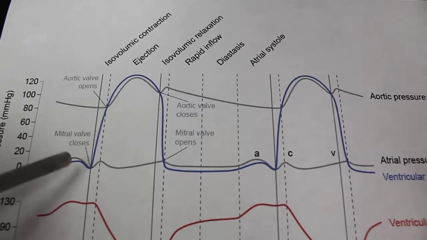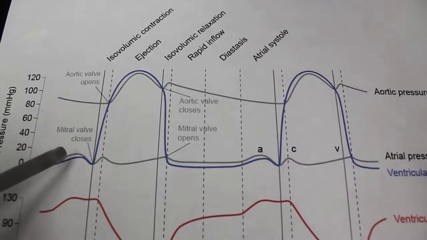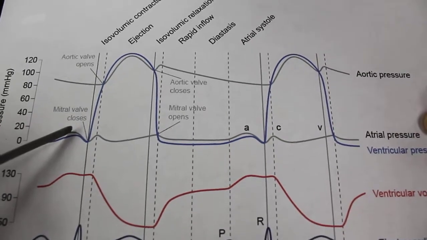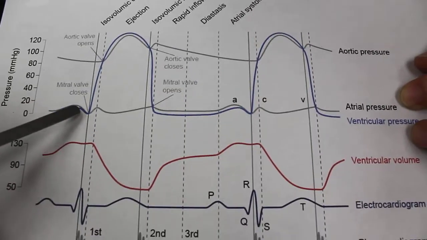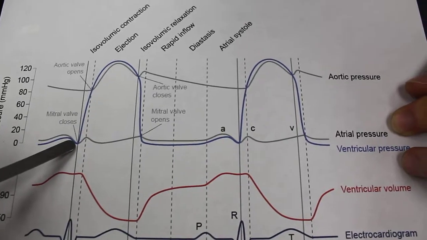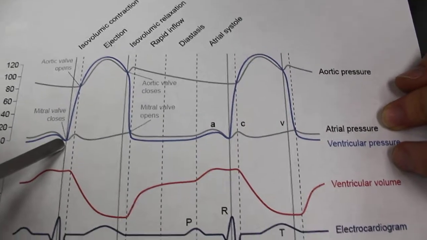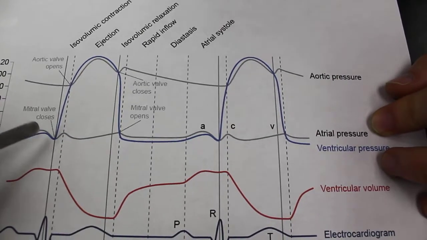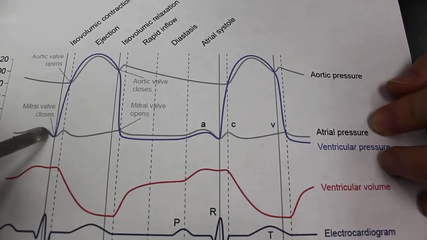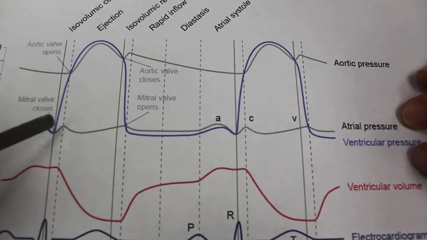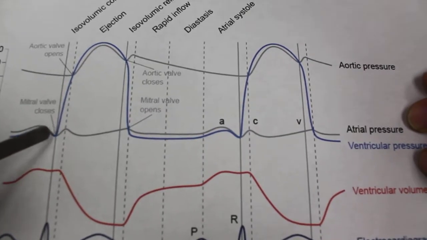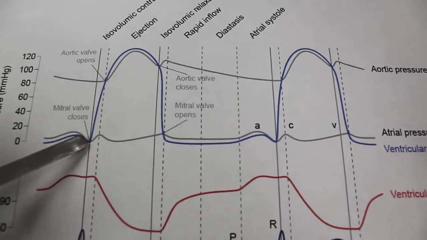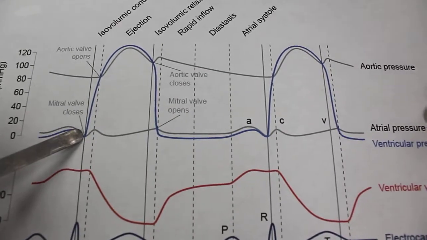Alright, so when the pressure in the ventricle increases and the pressure in the atrium decreases, as the blood leaves the atrium and enters the ventricle, they're going to eventually meet. And once they do become equalized, that's going to cause that mitral valve to close. The mitral valve is the atrioventricular valve in the left side of the heart. The comparable valve in the right side of the heart is the tricuspid valve.